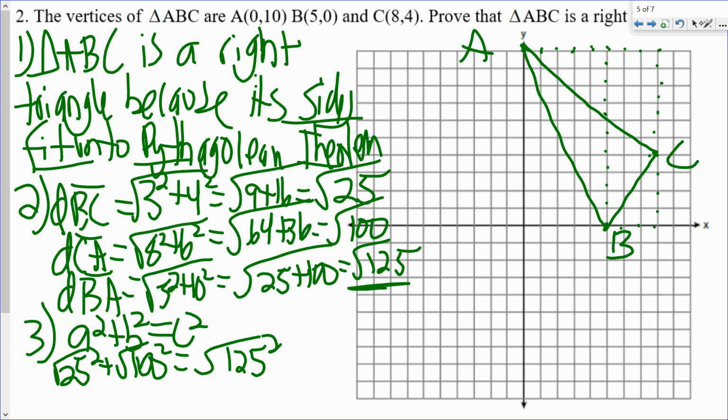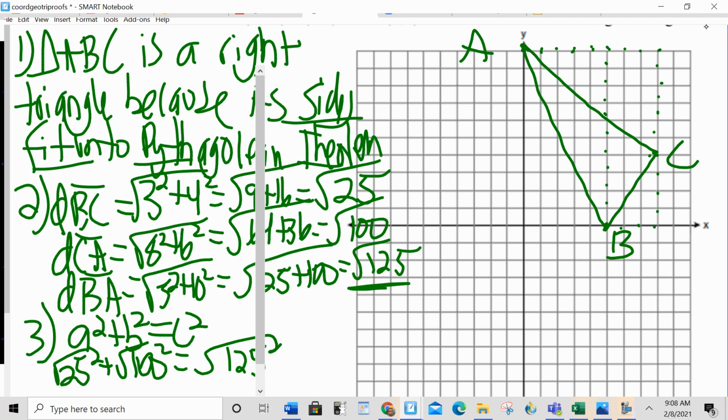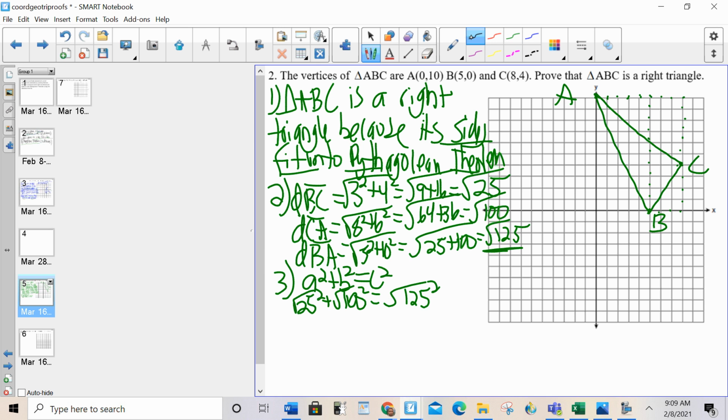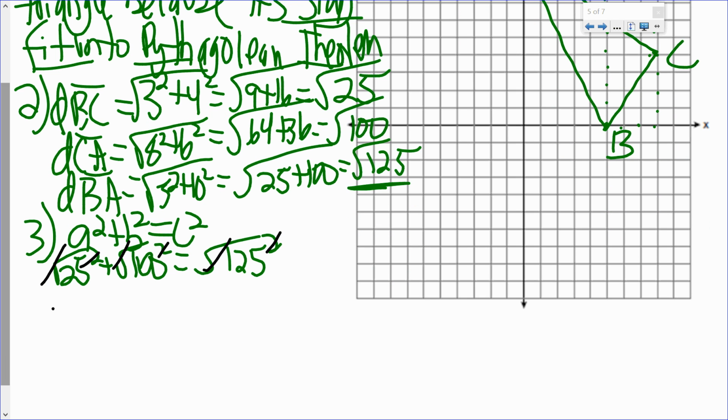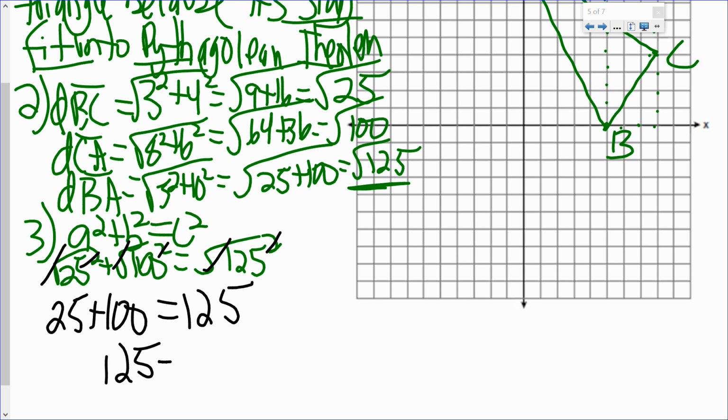Now check out what happens in this next step. When I square a radical, the square and the radical cancel. So I'm left with 25 plus 100 equals 125. 125 equals 125. I've shown that the sides fit the Pythagorean theorem. And that's why I leave everything in radical form, because when I square the radical, they cancel, and that just makes the problem a lot easier.